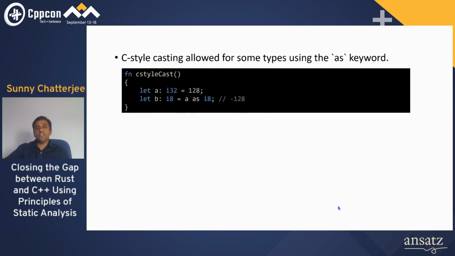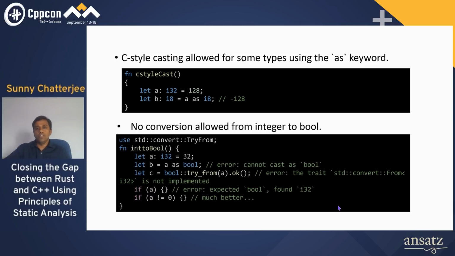And as you can see in this example, you have a C-style cast that converts this 32-bit integer to an 8-bit. And it has the usual problems of C-style casting where you can wrap around, you can change the signedness. However, no conversion is allowed from an integer to a bool. So here's an example where we're trying to use the conversion from integer to a bool, and the Rust compiler does not like it. So it will not allow you to convert an integer to bool.